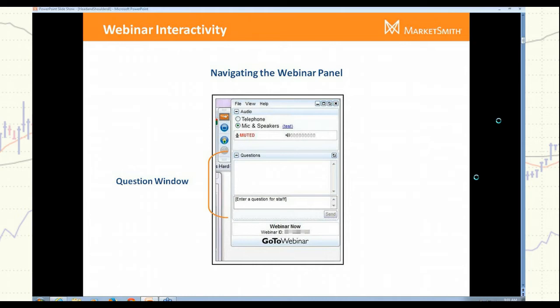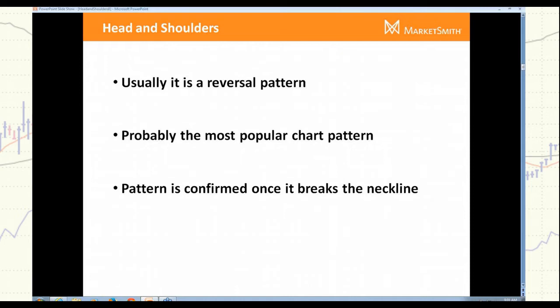And so generally, head and shoulders are reversal patterns. You'll sometimes see them as continuation patterns, but for the most part, they are known as the reversal patterns. And in fact, they are generally the most popular chart pattern that you're going to see around. You know, CNBC, all the financial TV stations, they talk about head and shoulders patterns all the time.